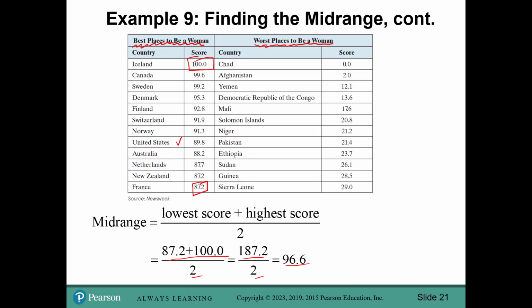And then if we wanted to, poor Chad got a 0, and Sierra Leone 29.0. If I wanted to do this mid-range for the worst, I would take 29.0 plus 0 and divide it by 2, and I would get 14.5.